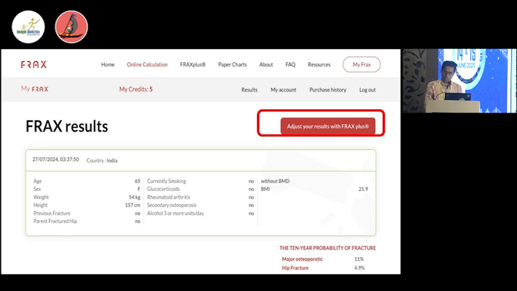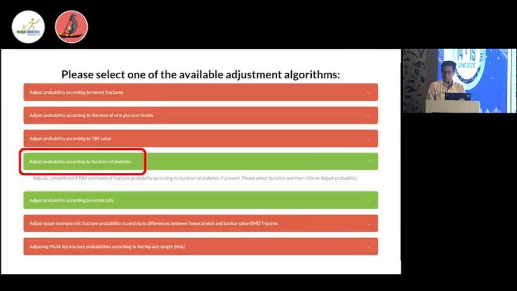Obviously, the thiazolidinediones, the pioglitazone, have a negative effect on the bone and increase the fracture risk, especially in postmenopausal women. So that needs to be avoided. This is the one point which I would like to highlight.